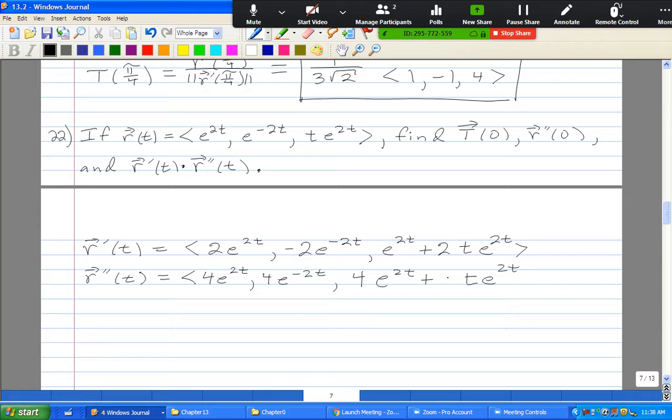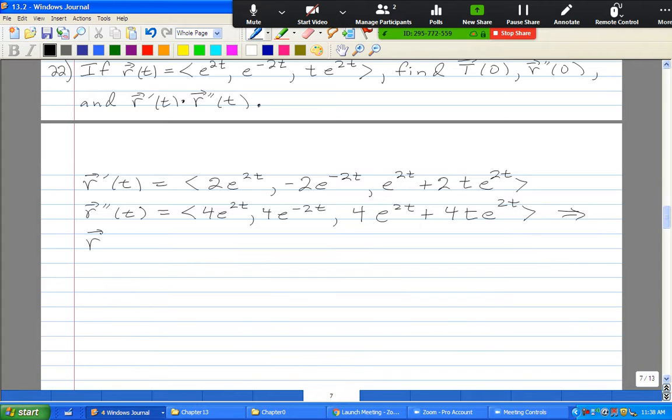Now let's evaluate at 0. So if I plug in 0, this will simplify this. And so e to the 0 is 1. 1 plus 2 is 3.